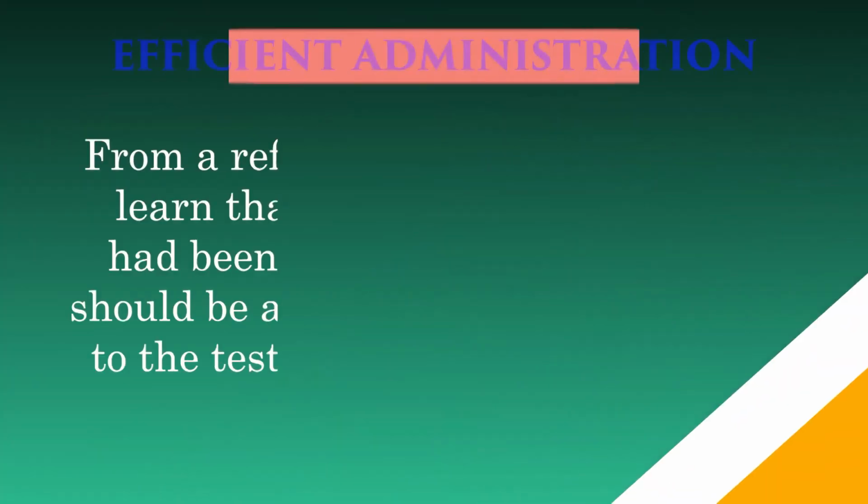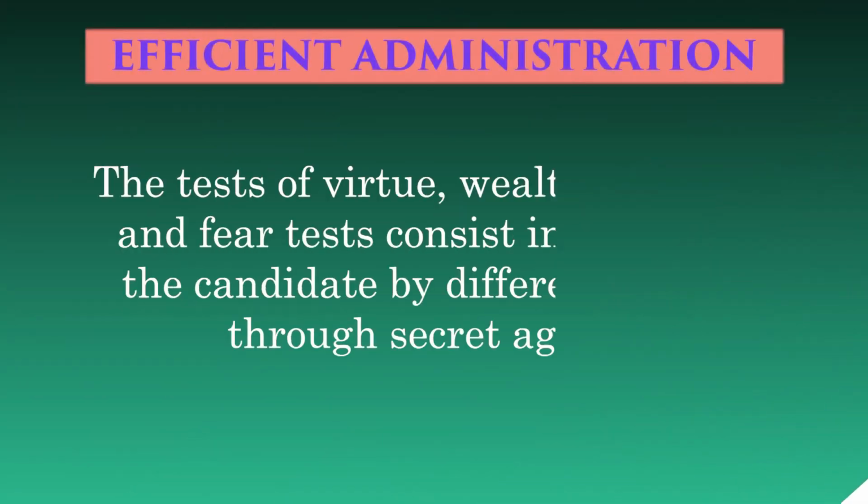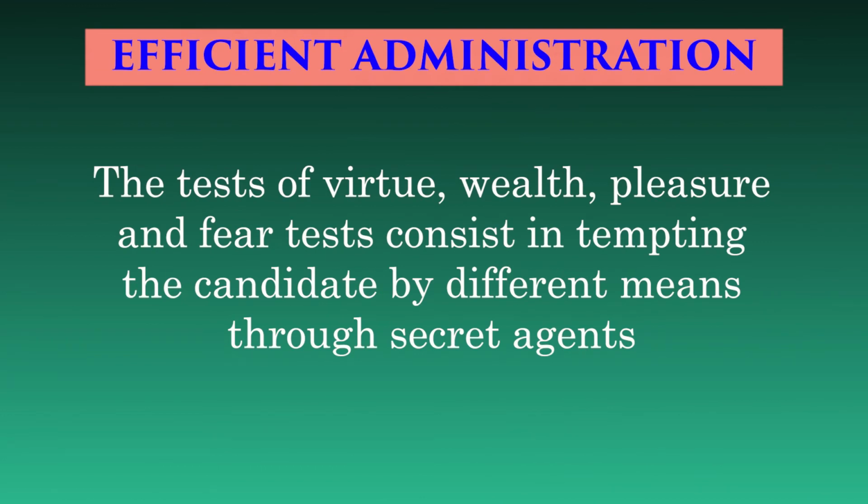The next important aspect of good governance is an efficient administrative system. Arthashastra is replete with examples of how the king can have an efficient administrative mechanism. And the first important aspect of efficiency was efficient officials, civil servants and ministers. For that, the Arthashastra prescribes 4 tests. These tests are tests of virtue, wealth, pleasure and fear.